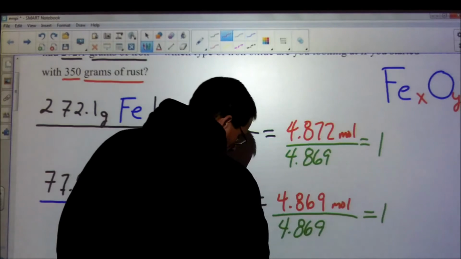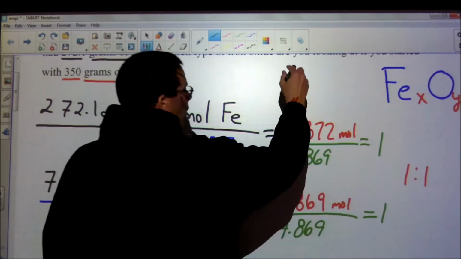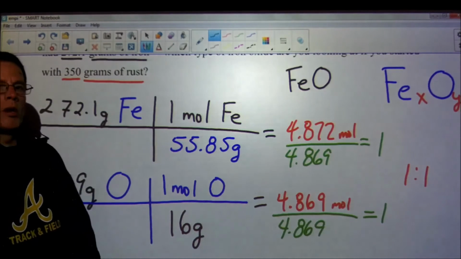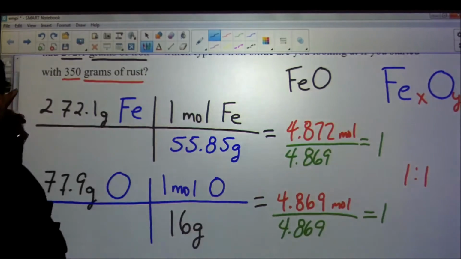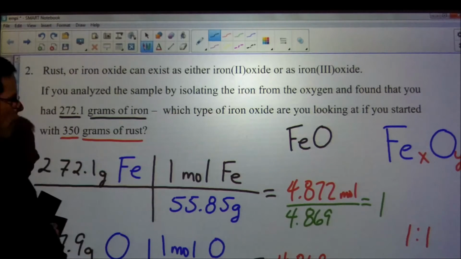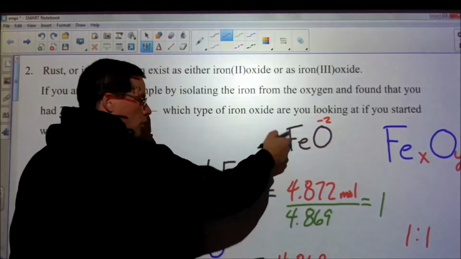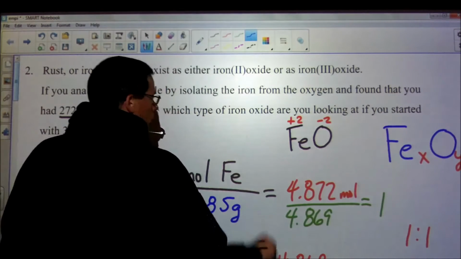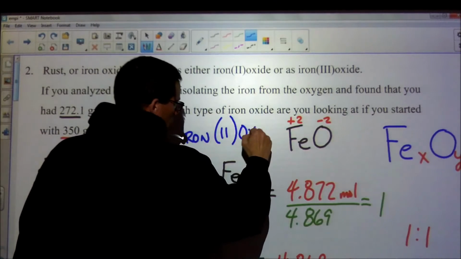So what that means is that we have a 1-to-1 ratio, which means that our iron-oxygen compound looks like this, FeO. Now, the question was wanting you to identify, is that iron 2 oxide or iron 3 oxide? So again, that was the first part of the question. Can it exist as either iron 2 or iron 3? So it wants to know which one have you found. Well, knowing that oxygen has a -2 charge, there's one oxygen, one iron, therefore the charge on the iron must be +2. So we are looking at a sample of iron, Roman numeral 2, oxide.